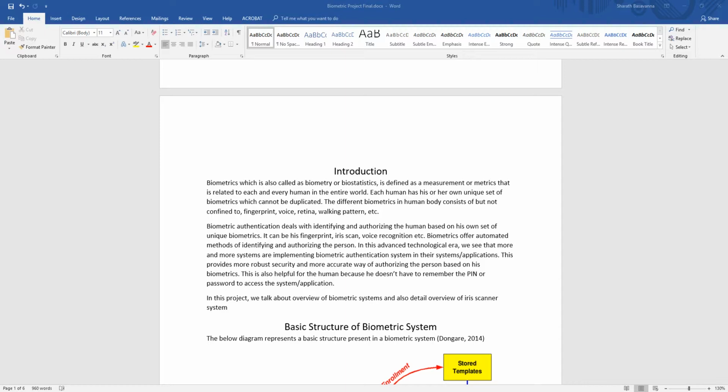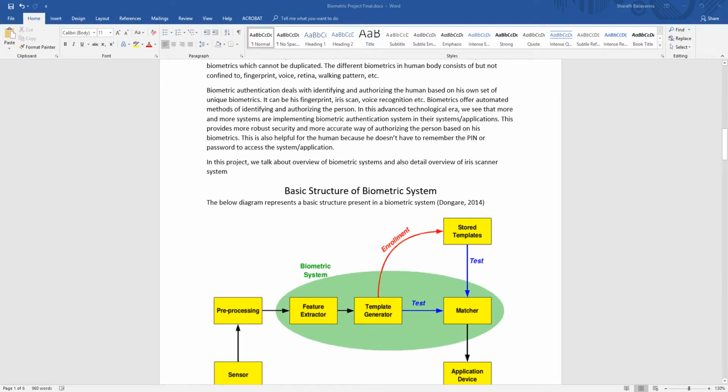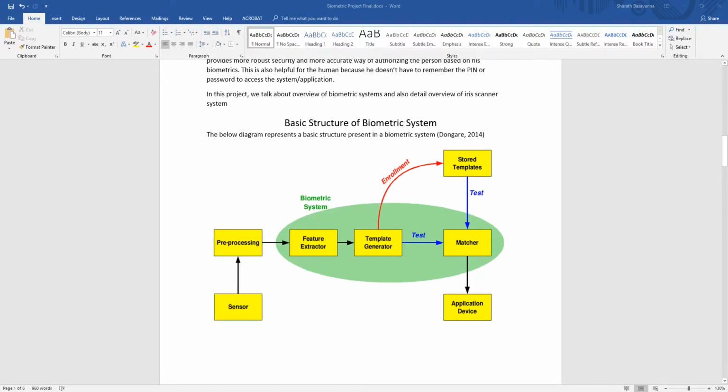So in this project, we're going to talk about the overview of the biometric system and also a detailed overview of the iris scanning system. Going to the next paragraph.